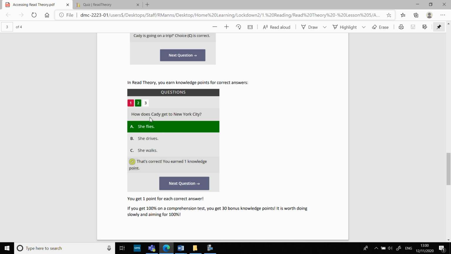So, for example, this was one I did earlier, and it said, how does Katie get to New York City? I put she flies, and it says that's correct. You've earned a knowledge point. Knowledge points are the system it uses to collect information, that you can score on.